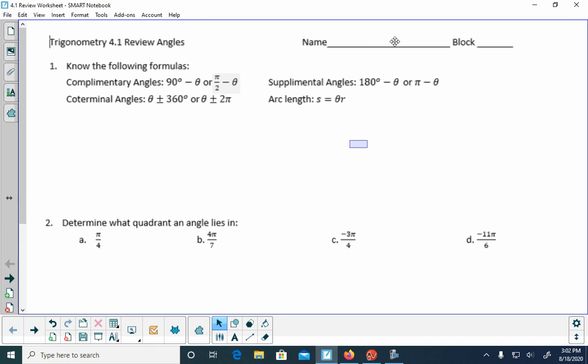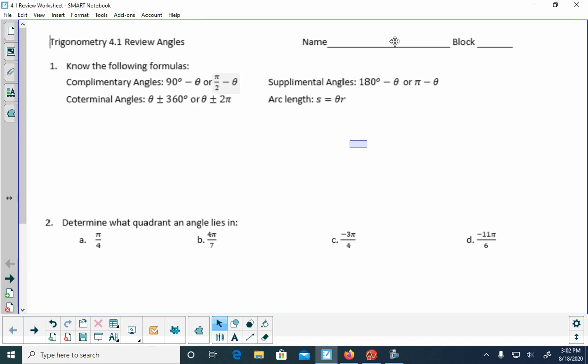Coterminal angles are two angles that end up at the same place. They have the same initial side, they have the same terminal side, but they just do extra laps around the unit circle. So you either add or subtract 360 degrees when you're in degrees, or you add or subtract 2 pi when you're in radians. Remember, the 360 degrees and the 2 pi represent one lap around the unit circle.